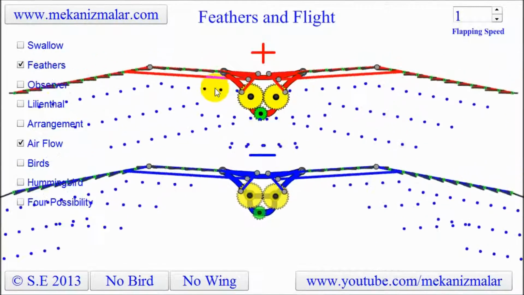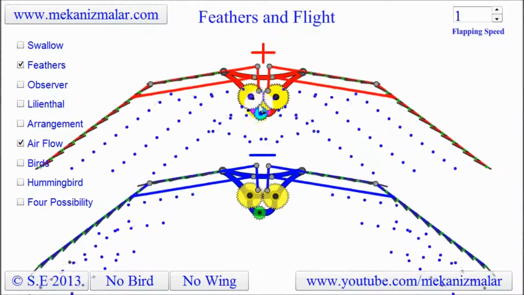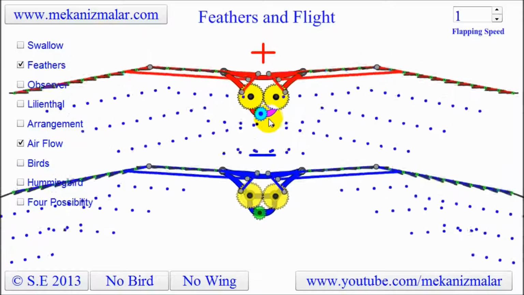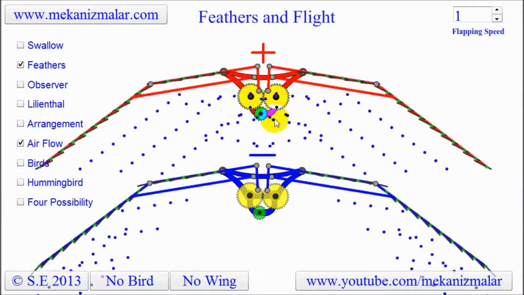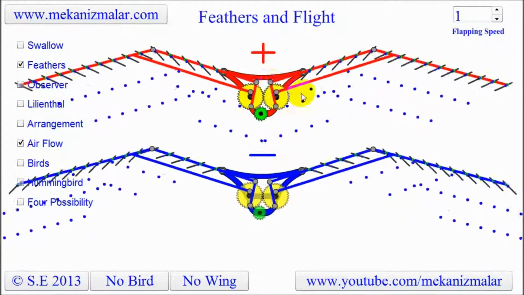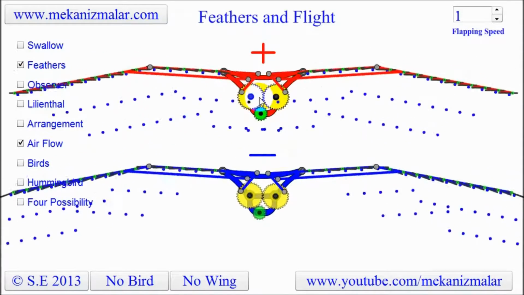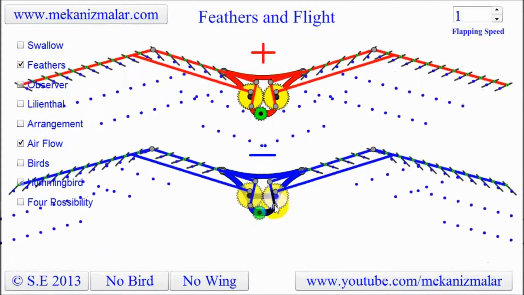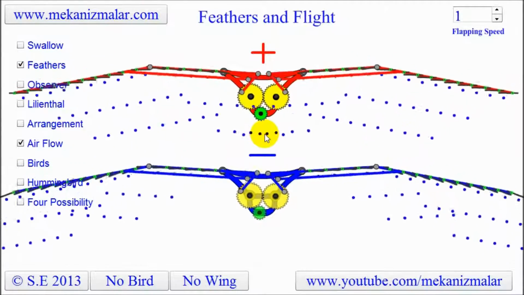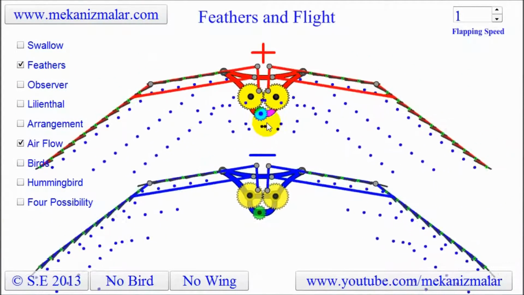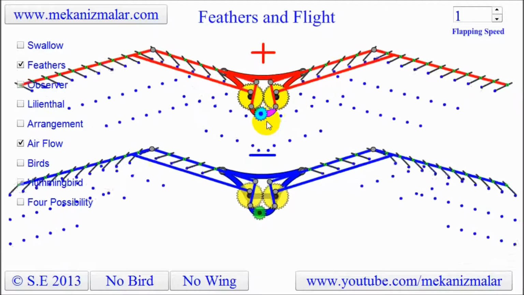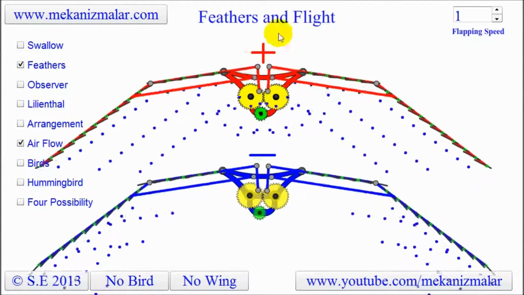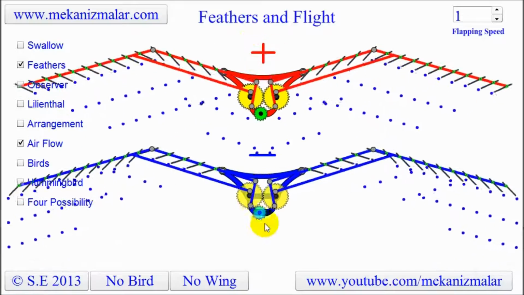Second, it accumulates air under the wing for the next downward stroke, and the next downward stroke will take the bird higher. In short, for the redbird, there will be more air atoms to be pushed downward for each downstroke than the bluebird. Since it is supercharging air under its wings, the redbird will take off from the ground very efficiently. And due to the supercharging effect, we call the redbird's feather arrangement a positive arrangement.